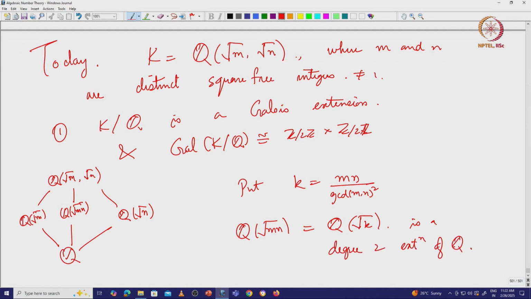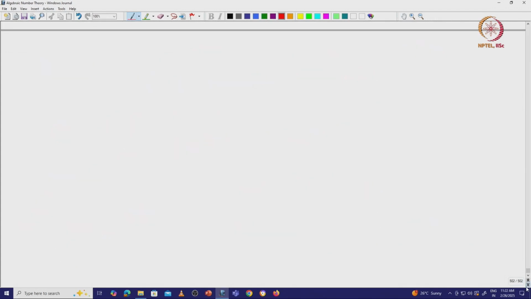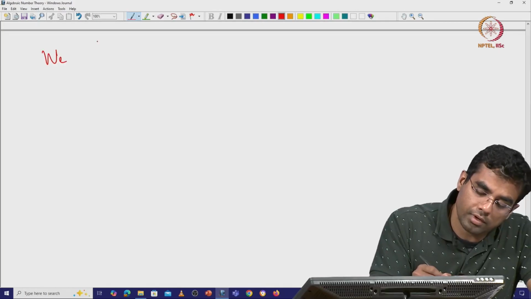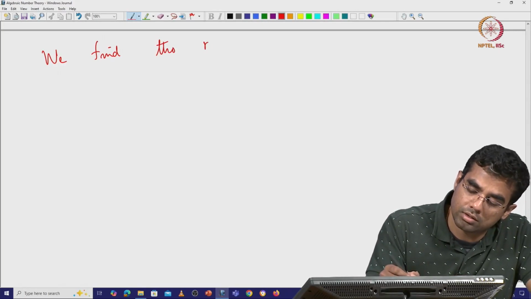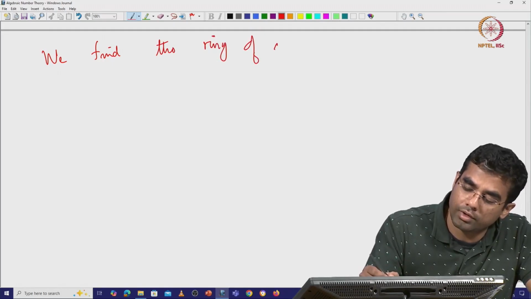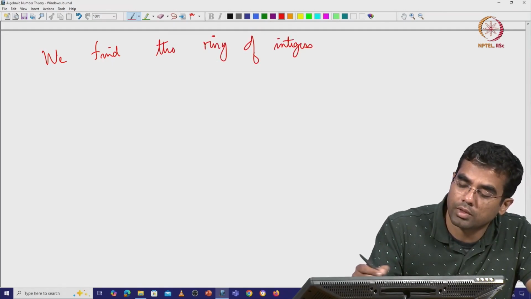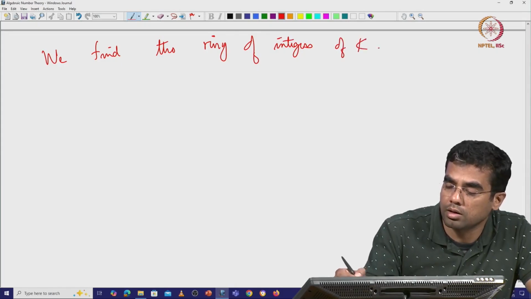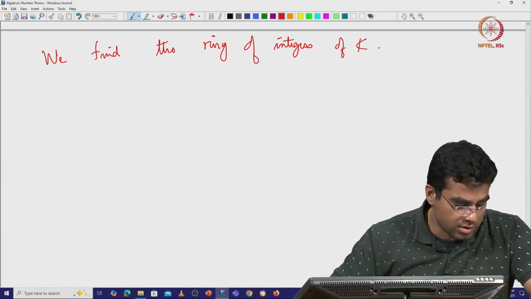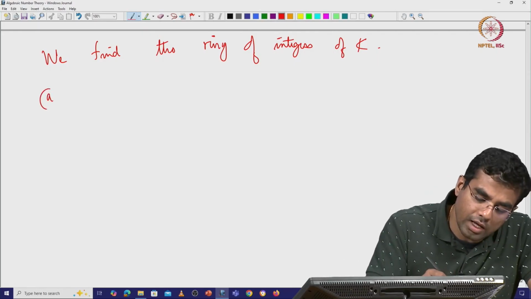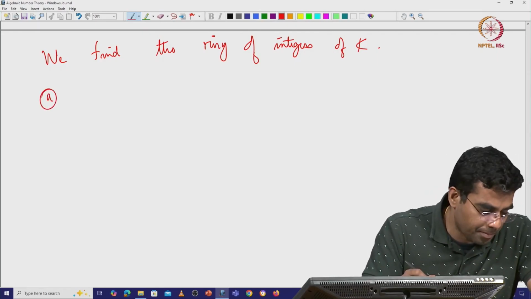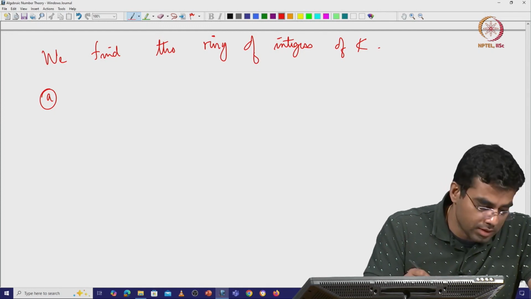So, we want to find the ring of integers of K, and also the discriminant, etc. We will do that in a bunch of steps.